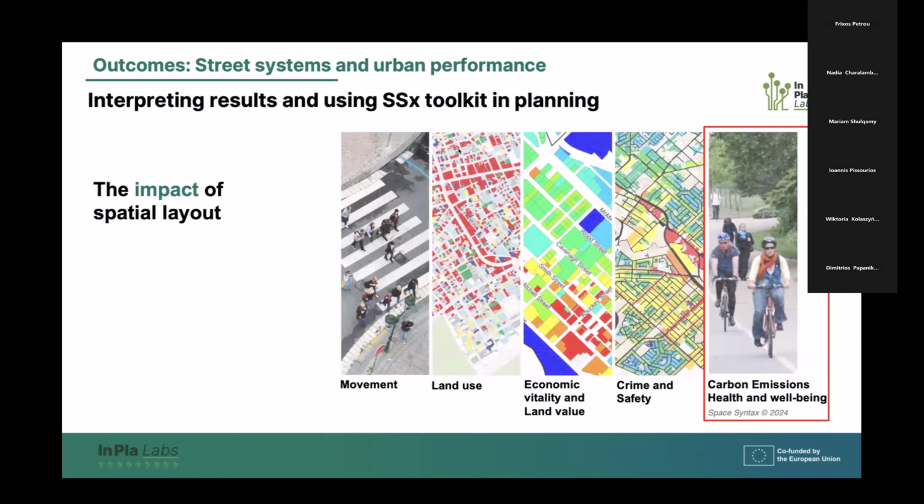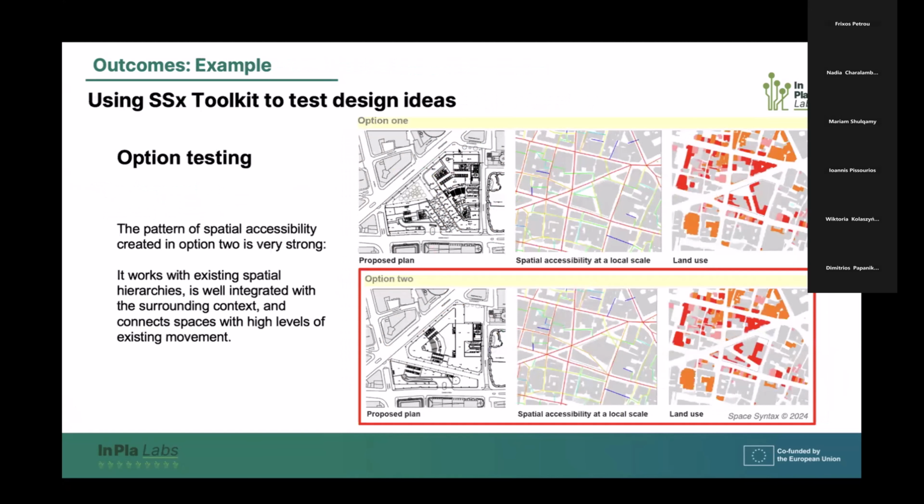Now, I will come to this section later, but this will explain how we can understand some complex outcomes, some complex impacts, such as the impact on crime and safety or the impact on health and well-being. Now, this is also another use of the Space Syntax Toolkit. As we explained before, it is used to test design options.